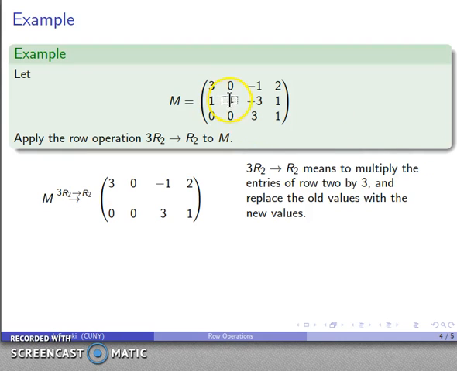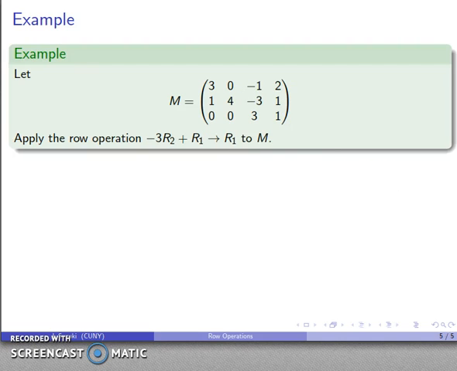I'm going to multiply each of the entries in that second row by 3, so that's going to give you 3, 4 times 3 is 12, negative 3 times 3 is negative 9, 1 times 3 is 3, and there's my new matrix.